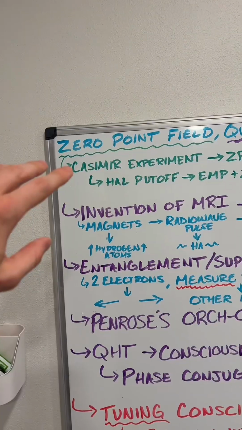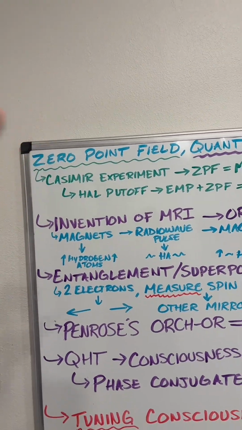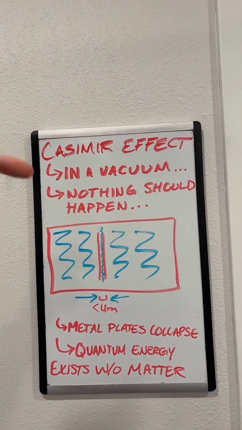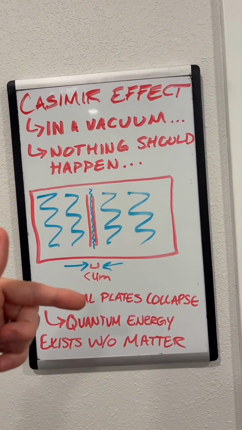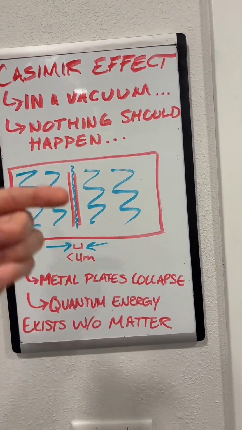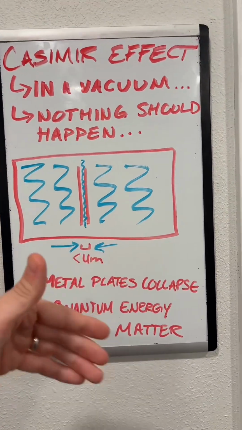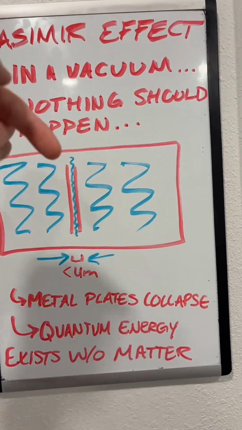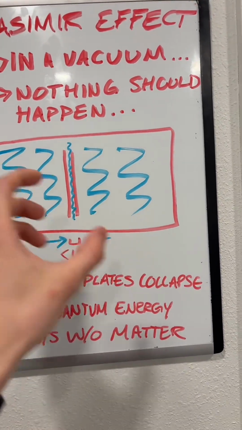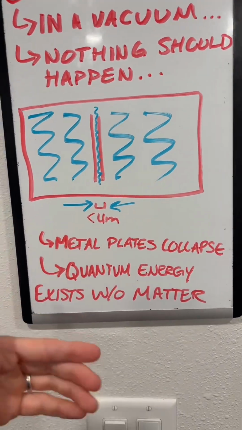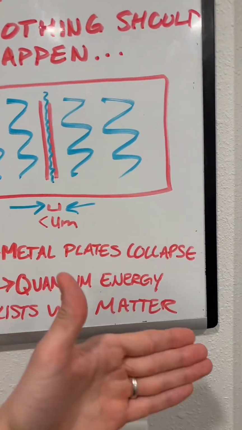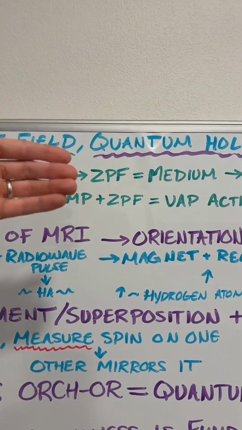Here we go. We're starting with a 0-point field because it's quintessential to understanding the rest of this theory. The Casimir effect is when you put two metal plates less than a micrometer from each other, which is very minuscule. The idea is that if it's in a vacuum, nothing should happen because there's no matter in there. But because they're so close together, only tiny wavelengths can fit in there, and the larger ones on the outside make the metal plates collapse, which proves that quantum energy exists without matter. That quantum energy without matter is the ZPF.